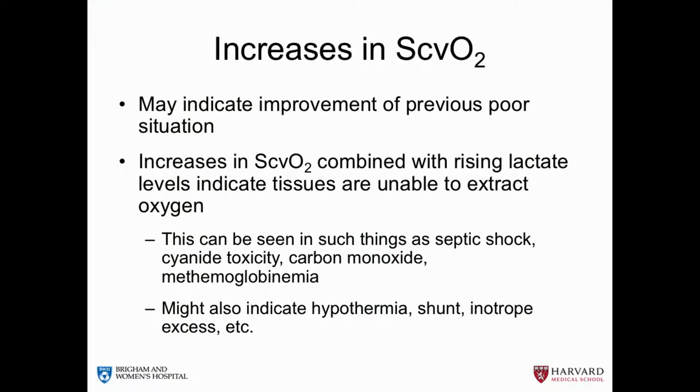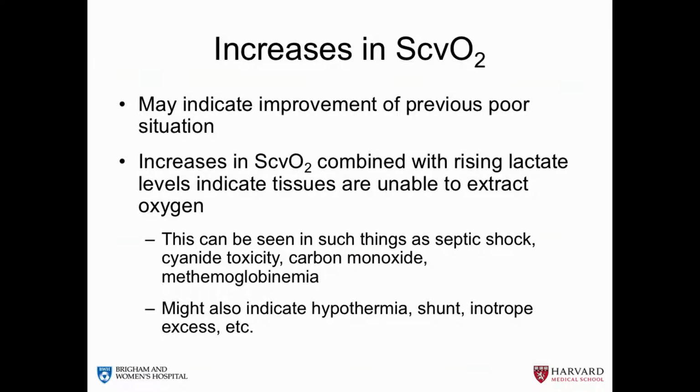And then there are also circumstances where we can see increases in central venous sat. This could indicate improvement of the previous poor situation, which is a nice aspect of how we follow this over time in patients. It could also be in combination with other findings, such as a rising lactate level, indicative of tissue's inability to extract oxygen. We can see this happening classically in septic shock. We can also see it in features such as cyanide toxicity, carbon monoxide poisoning, or methemoglobinemia, all situations where there's an inability to utilize that oxygen.